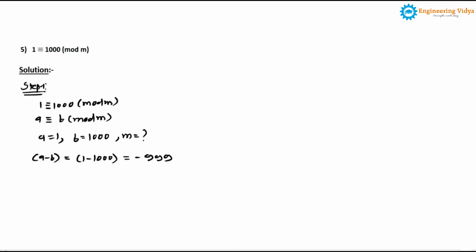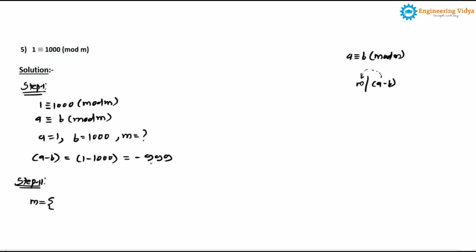Other things are very clear to you now. So here we have completed step number 1. And at step number 2, we're going to find the value of m. Again, the rule says that if a congruent to b mod m is given, then a minus b should be divisible by m, or m should divide a minus b, or m should be the divisor of a minus b. Hope the things are very clear to you now.